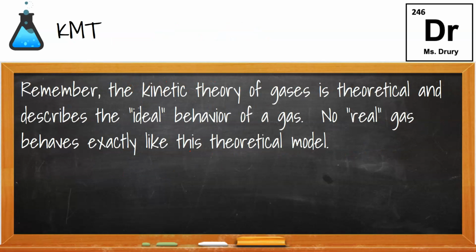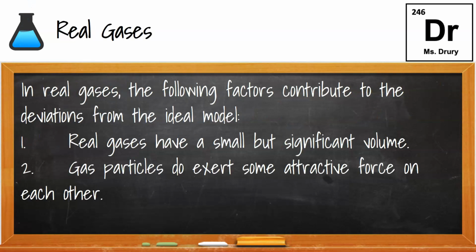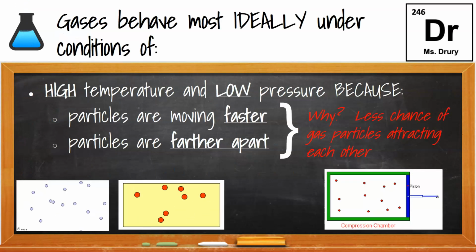Remember that the kinetic molecular theory of gases is theoretical and describes an ideal or perfect behavior of gas, but there is no real gas that behaves exactly like this theoretical model. In real life, the following factors cause real gases to deviate from the ideal model. Real gases have a small but significant volume, so that might change the volume that we're measuring. They do exist. And the gas particles do exert some attractive forces on each other. There are some particles that like to hover together, which is why we might be able to smell them a little better than gases that like to spread apart. We imagine that those are not important factors to make our calculations easier.